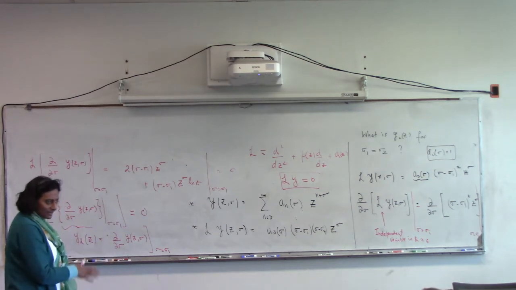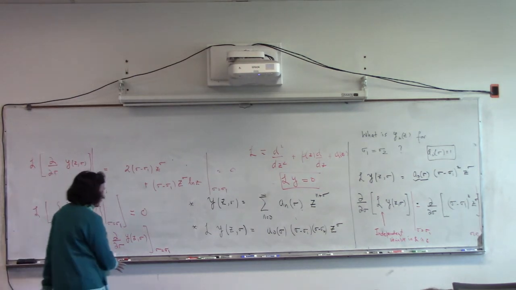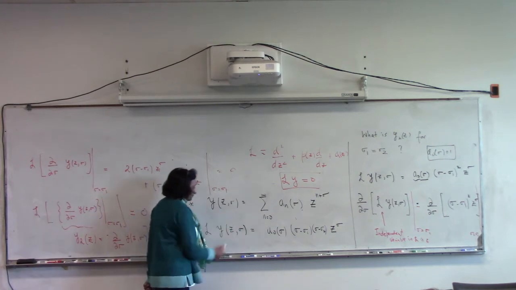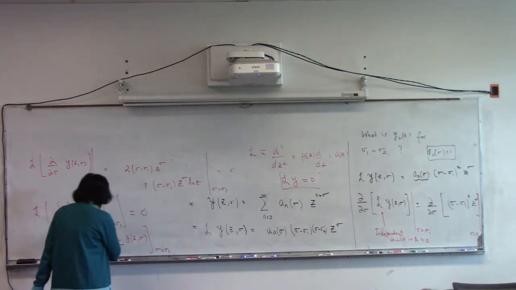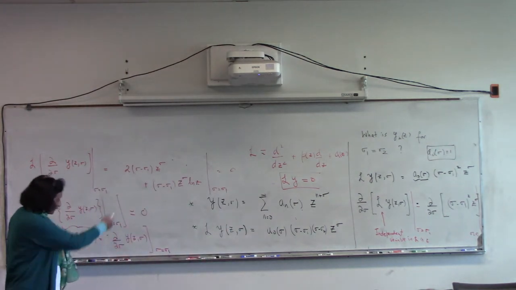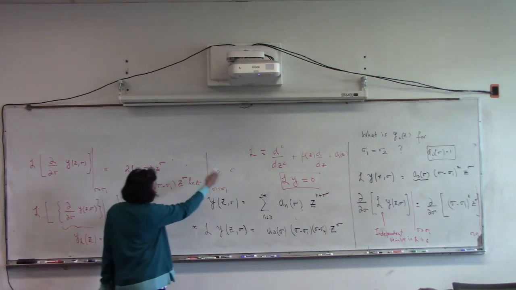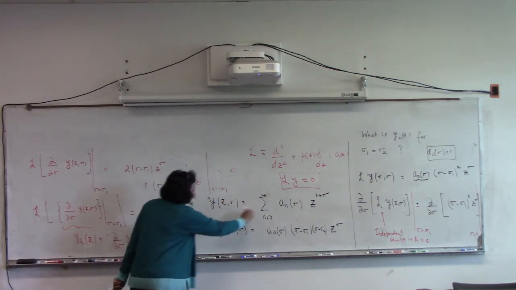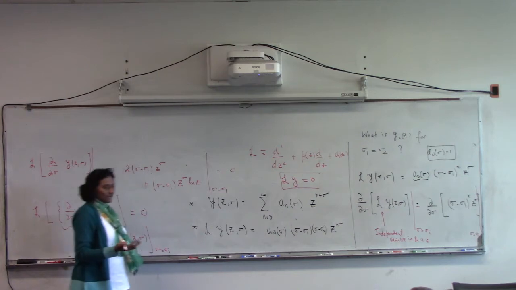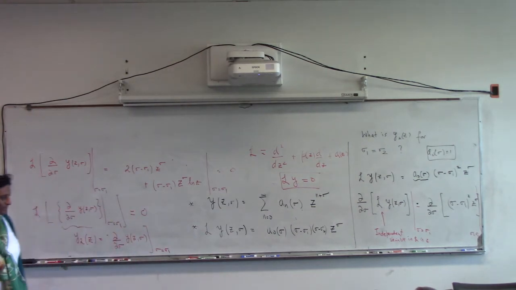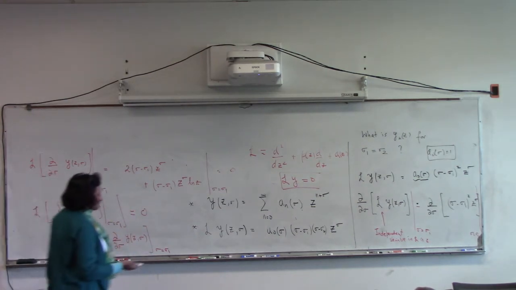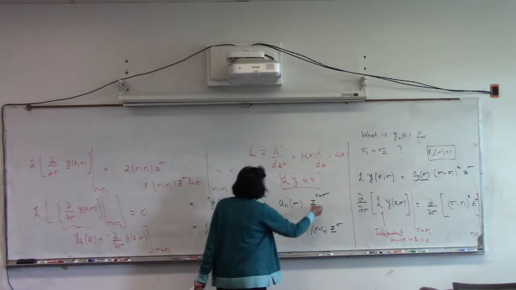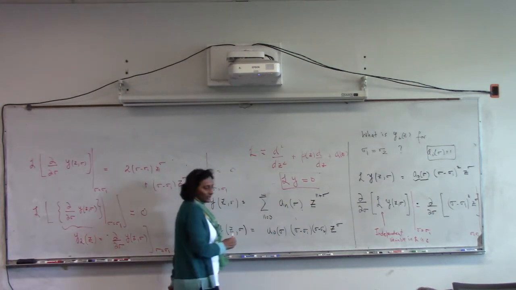This is the logic behind the whole thing. What we have constructed is a second independent solution. When the Frobenius series is applied directly, we get only one solution because sigma 1 equals sigma 2, so you're not going to get a second independent solution directly from that method.